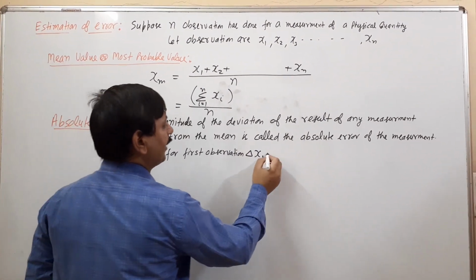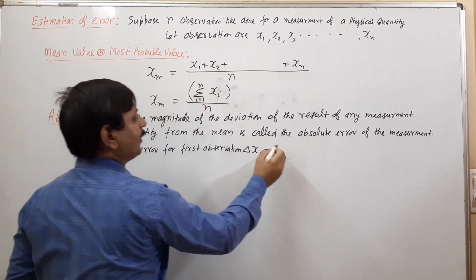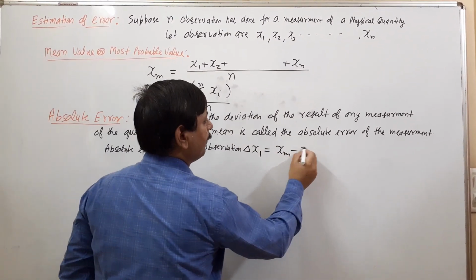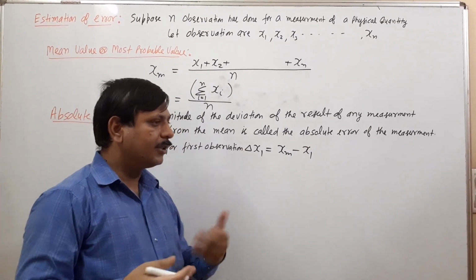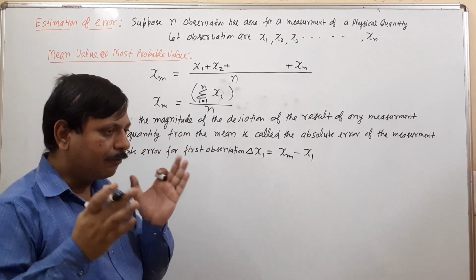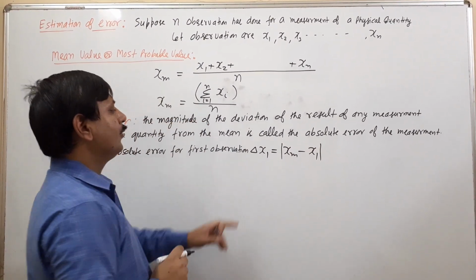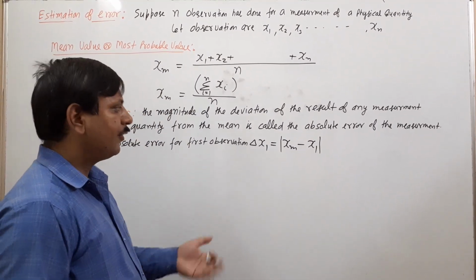What will be del x1? The magnitude of deviation. xm is the mean value, the first observation is x1, so the deviation is xm minus x1. This may be negative or positive, but we have to take only the magnitude, meaning the modulus value. So modulus of xm minus x1 will be the absolute error for the first observation.